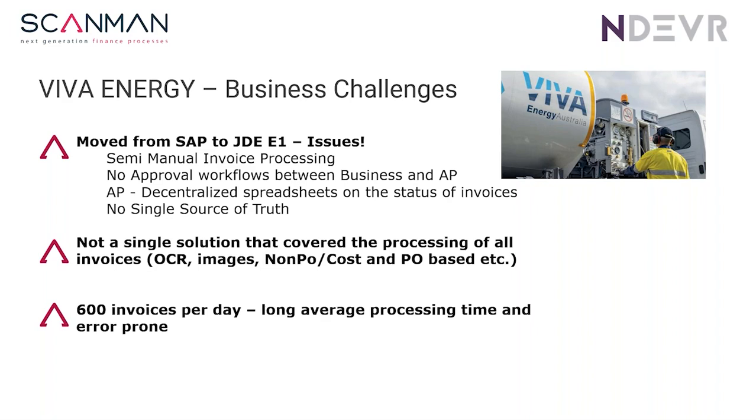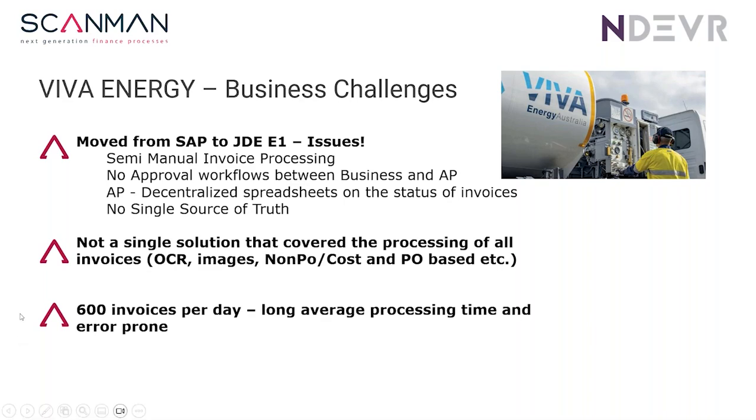There was not a single solution covering the automatic processing of all these invoices. And mind you, Viva Energy's AP department is handling more than 600 invoices per day. If the processing time is quite long and it's error prone, then it can be quite a nightmare, I suppose. Or at least it's seriously not a situation where you want to be in.